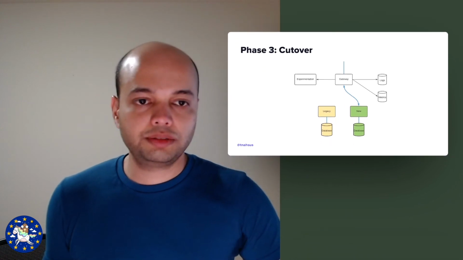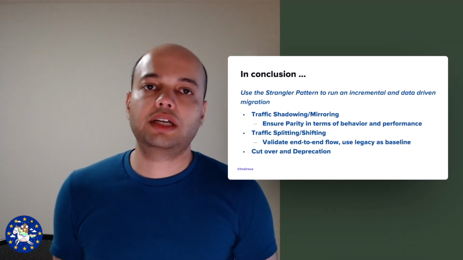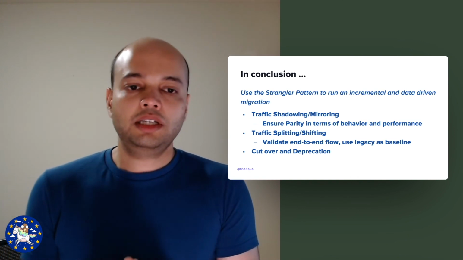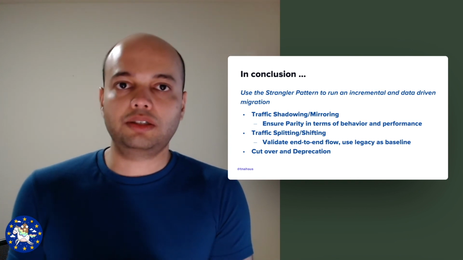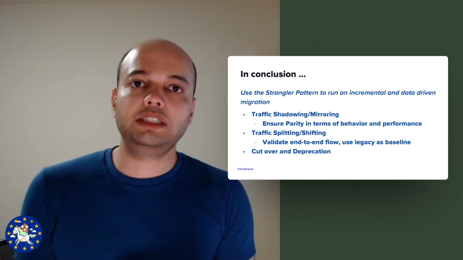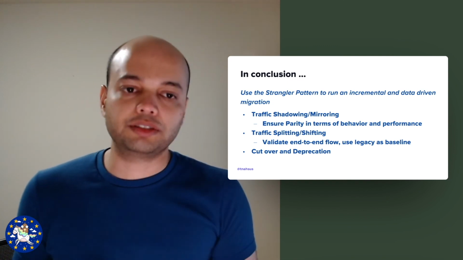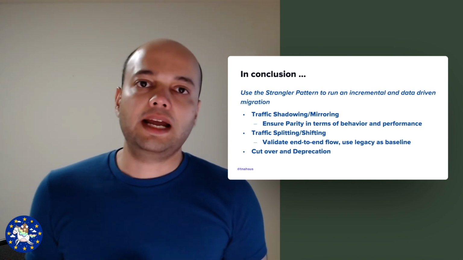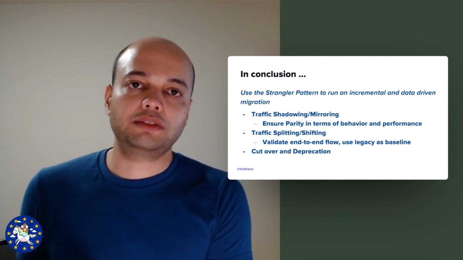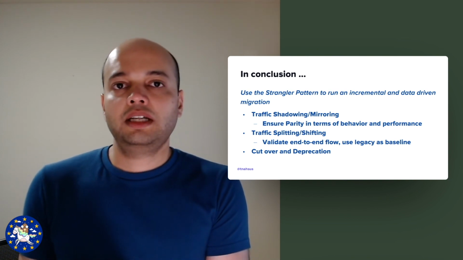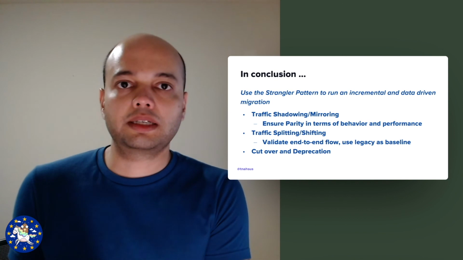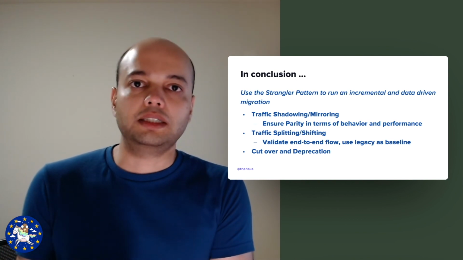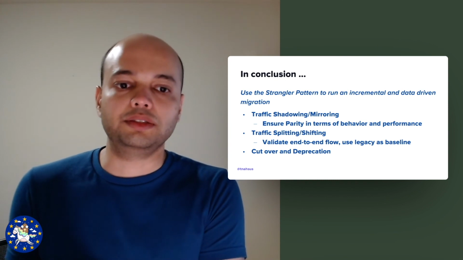So in conclusion, you can use the Strangler pattern to run an incremental and data-driven migration. You can use the traffic mirroring or shadowing phase to do some early validation of your new backend, making sure that you fix all the issues early, and you can validate the performance of the backend as well in that phase. And then once you're confident that the new backend is working as expected, you can gradually start shifting more and more traffic to the new backend.